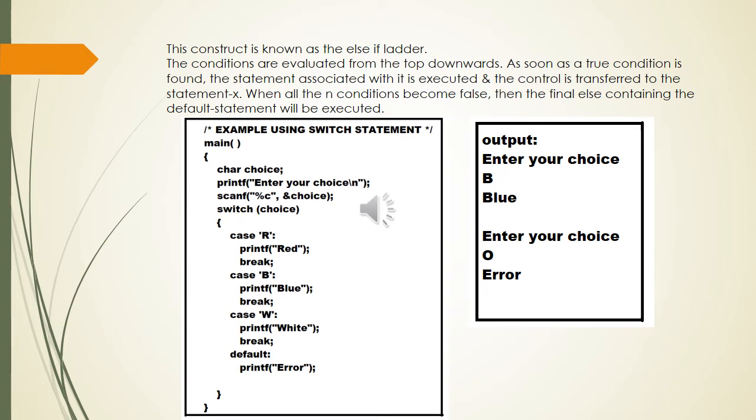We took B, it gives the blue color. If you take W as your choice, then it will print white. Here I put the choice as orange, O. Since none of the cases match the value, it gives the error. So this is the simple case statement.